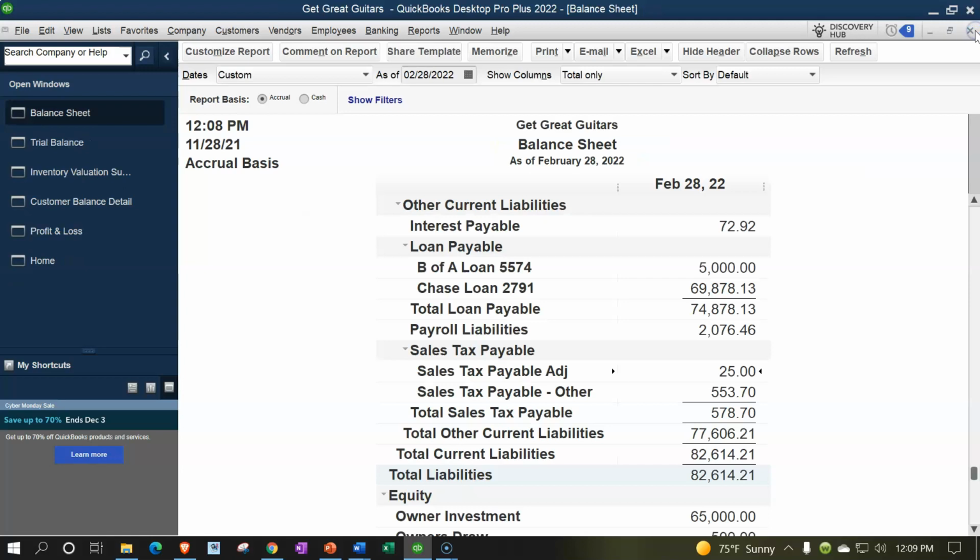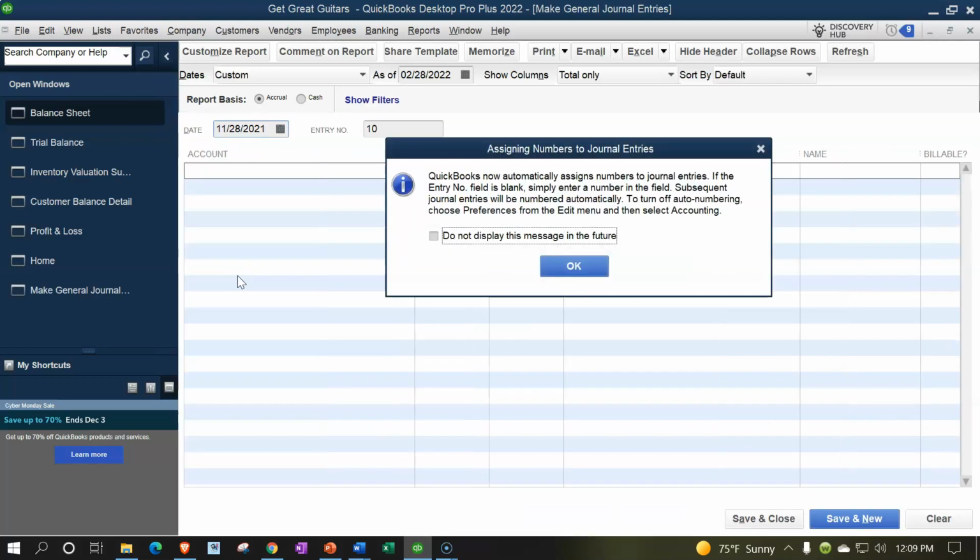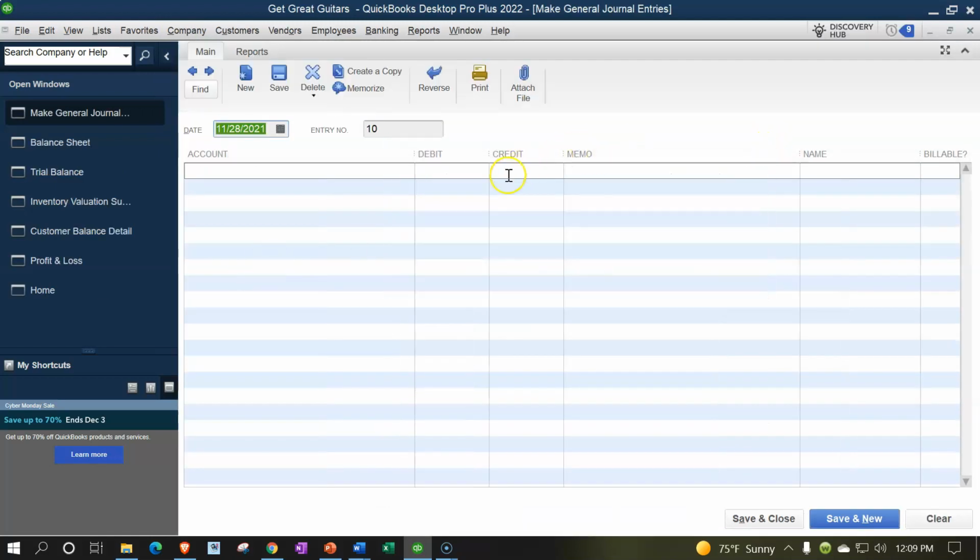And I'm going to close this out. And then let's do it again. I'm going to go to the company drop down. We're going to go to the make journal entry. And then I'm going to close this. We're going to make this as of the day after the cutoff date.